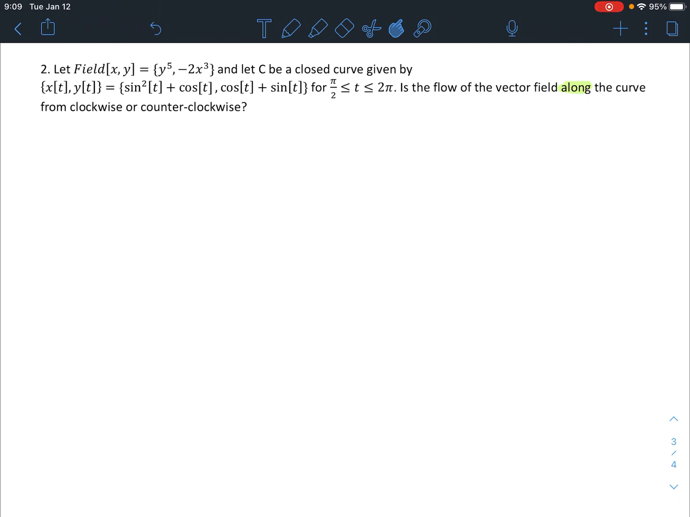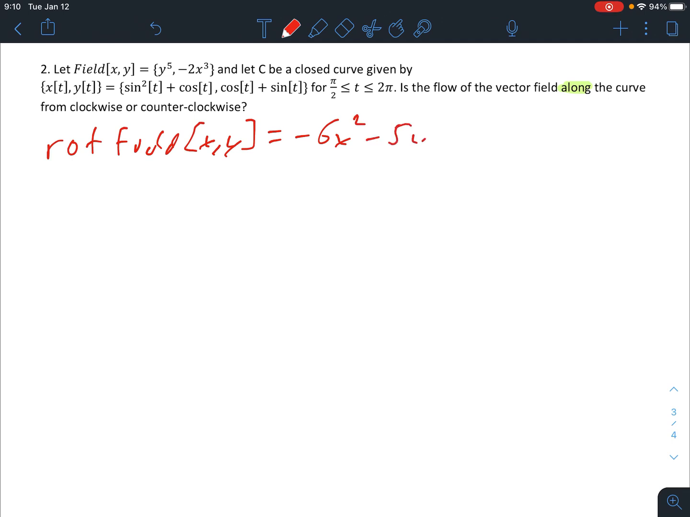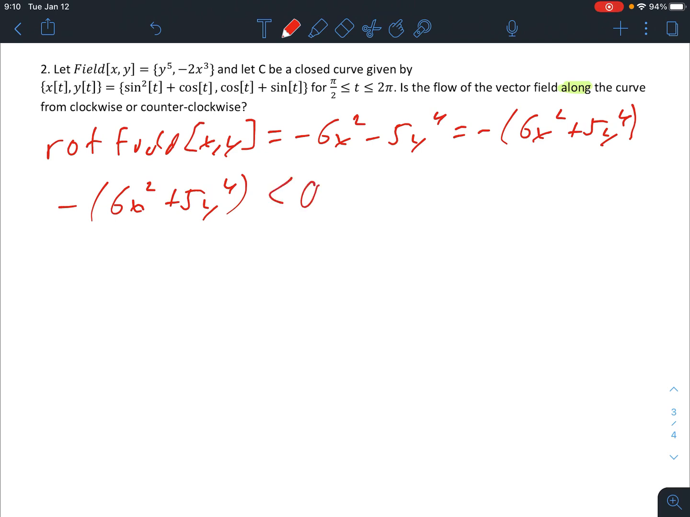Number 2, now we're looking for the flow along a curve. So as soon as you see that, you're thinking rotation of the field. And again, it's just asking is it clockwise or counterclockwise. So there's no singularities in that field. Let's check the rotation of the field. And we would get negative 6x squared minus 5y to the 4th, which if I take out a negative, I get this. And it should be fairly obvious that what's inside the parentheses would always be positive, except at 0, 0. It would be 0 then. And since we have negative out in front, this expression would always be negative. Again, except at 0, 0. But at 0, 0 it would be 0, so that's not really going to change anything.